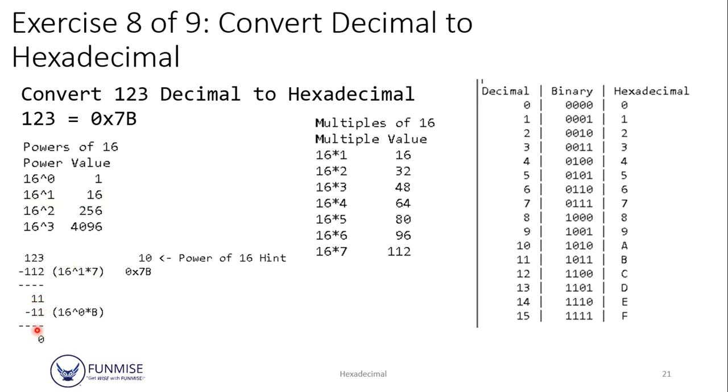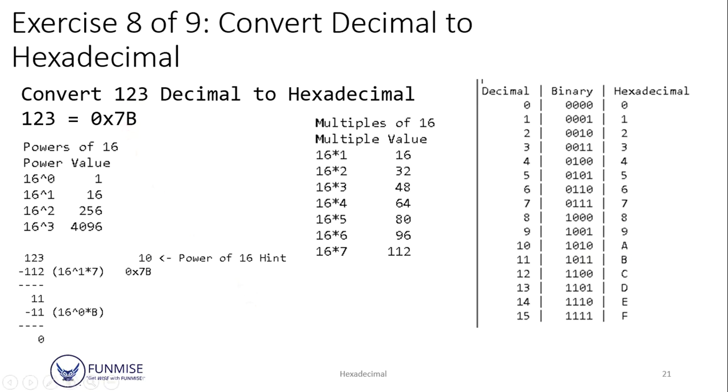So then 11 minus 11 would equal 0. Now this 11 is actually 16 to the 0 power, which is 1, times B, which equals 11. As you notice, this is B. So now we have the answer for converting this number from decimal to hexadecimal. Your result should be 7B in hexadecimal. Hopefully that was fun.